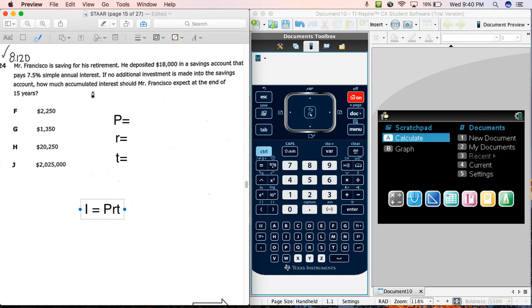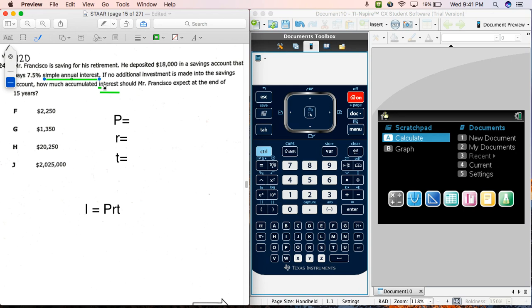Okay. So I know this problem is asking for interest, and I even told you that, but it tells us in the question itself that we're going to be looking for the interest. There we go. We're going to be looking for the interest. So what kind of interest? Well, simple interest. And there's your proof.